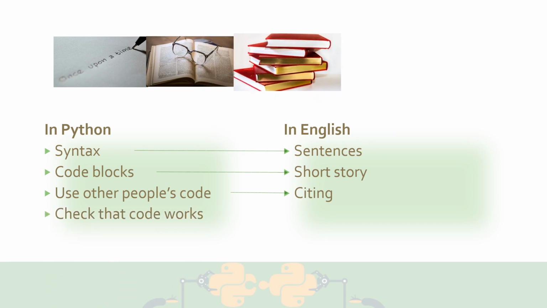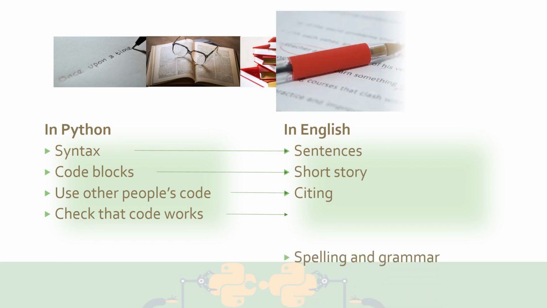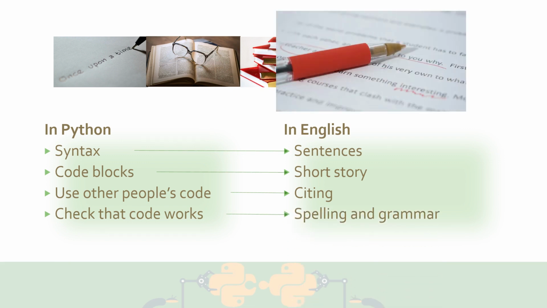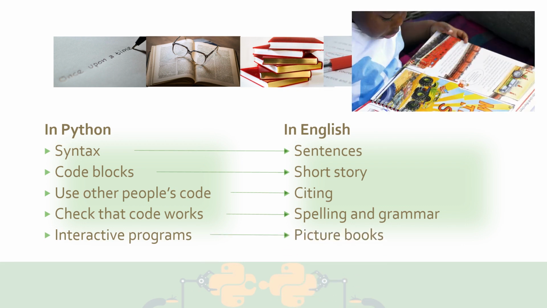You'll also be checking that your code works in Python. So how do you check that the program you wrote is correct and that the objective is achieved? This includes things like testing and debugging your code. In English, this is equivalent to checking for spelling and grammar errors and making sure that the story flows together. Lastly, you'll be writing visual programs where the user interacts with the program using a keyboard and a mouse. In English, this is equivalent to writing a picture book.